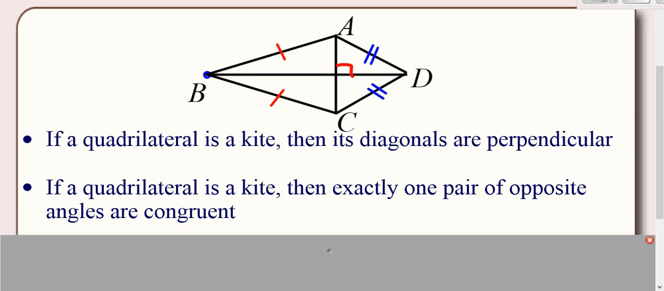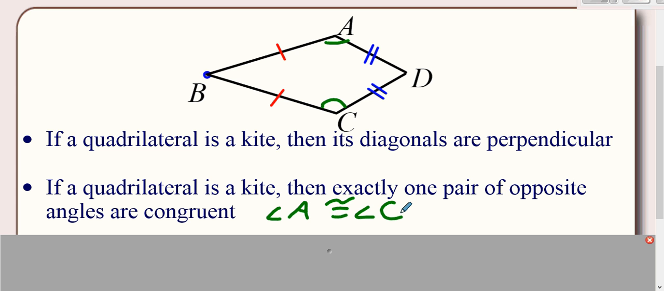The second theorem that we're going to talk about: exactly one pair of opposite angles are congruent. This comes from that isosceles triangle idea I was talking about. These two angles, A and C right here, will be congruent. Just like in isosceles triangles, where the base angles are congruent. If we drew this as isosceles triangles, those angles at A and C become the base angles.